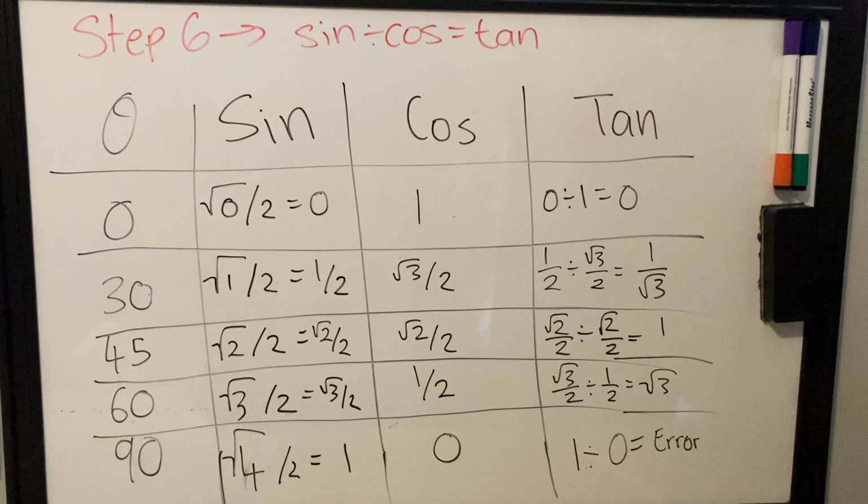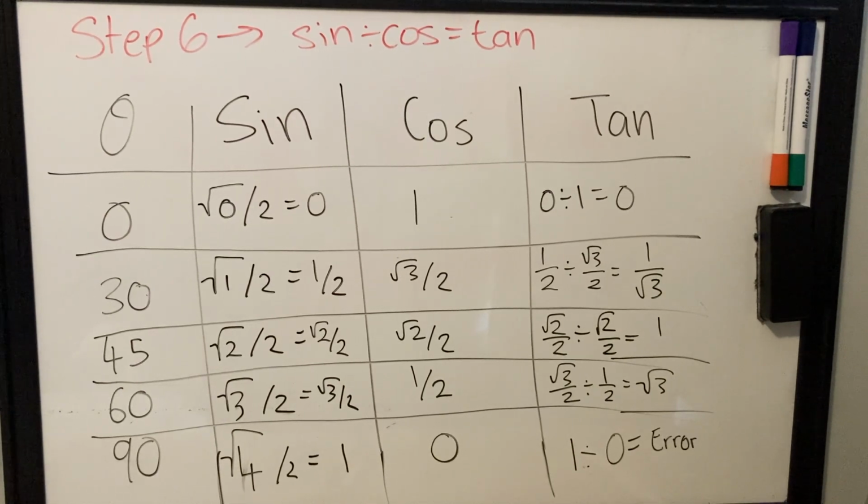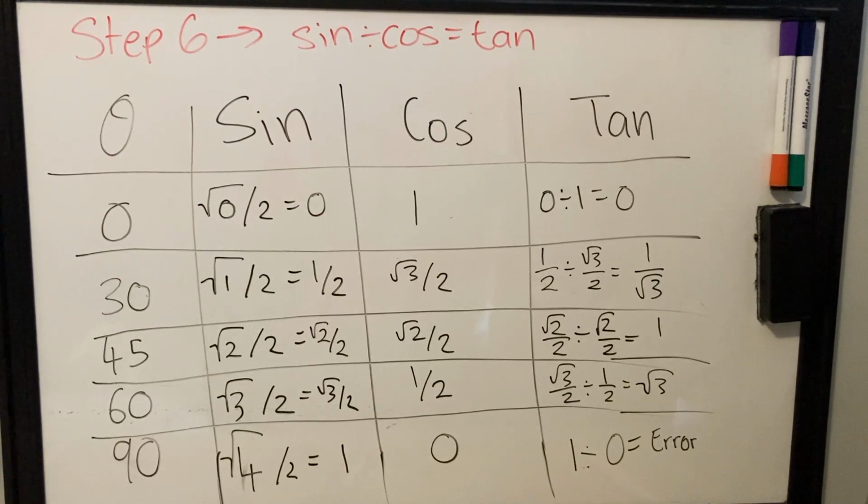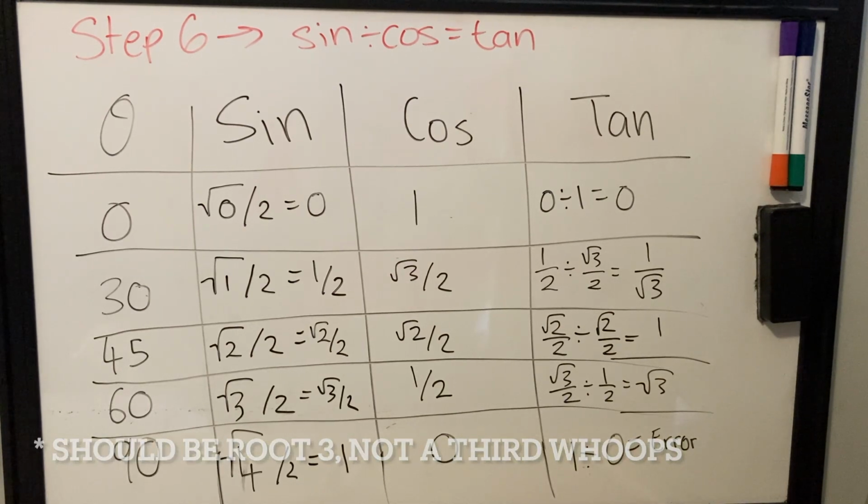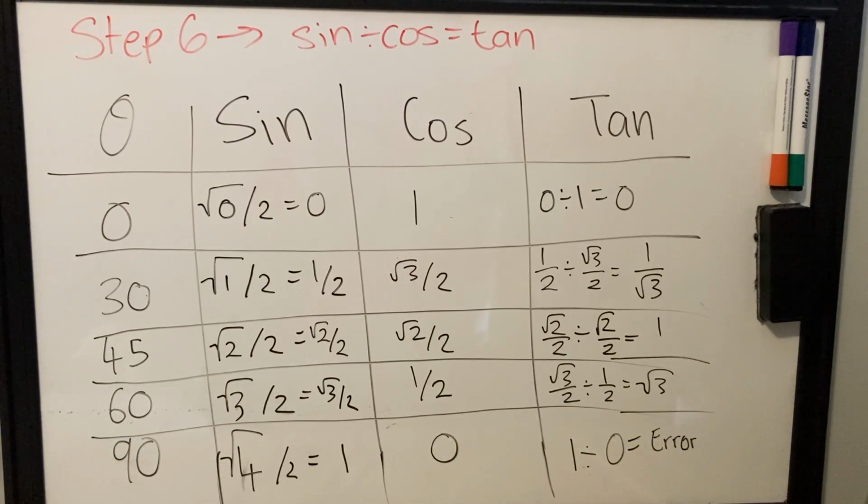And finally, step 6 is to find tan values, which are the sine divided by the cos values. So 0 divided by 1 is 0, half divided by root 3 over 2 is a third, and so on. But for tan 90, there is no answer because 1 divided by 0 is an error.